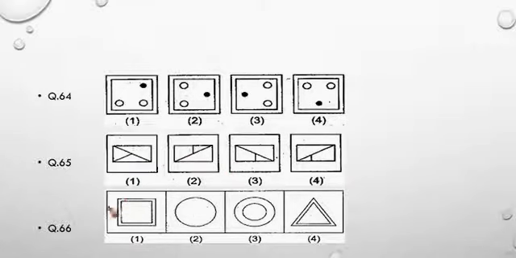Now let's go to question number 66. There are 4 options given. In the first option, there is one rectangle and inside there is another rectangle. In case of problem figure 2, only one circle is there. Inside and outside there is no figure. In case of problem figure 3, there is a circle inside of which there is another circle. In case of problem figure 4, there is a triangle inside which there is another triangle.